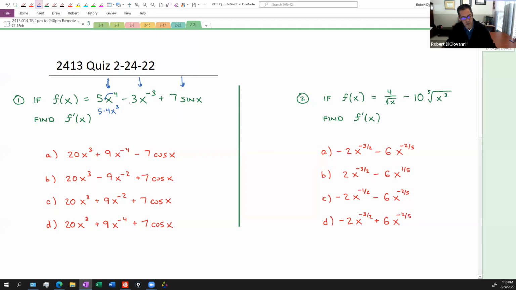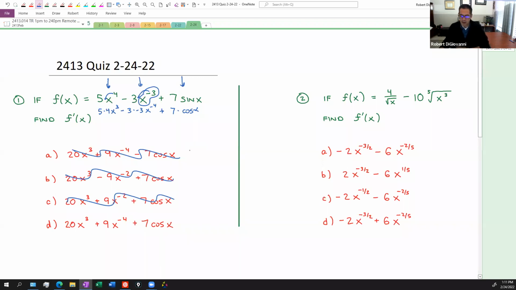And then the next one, I bring the -3 down. When I take the derivative of x to the -3, I drop the -3 out front, and then I subtract 1 from -3. So -3 take away 1 is -4. And then these two numbers multiplied together give 9. So we have a 9x to the -4, so it can't be this one or this one. And then lastly, plus 7 comes along for the ride, and the derivative of sine x is cosine x. So it's not this one because this one has -7, so it's D.